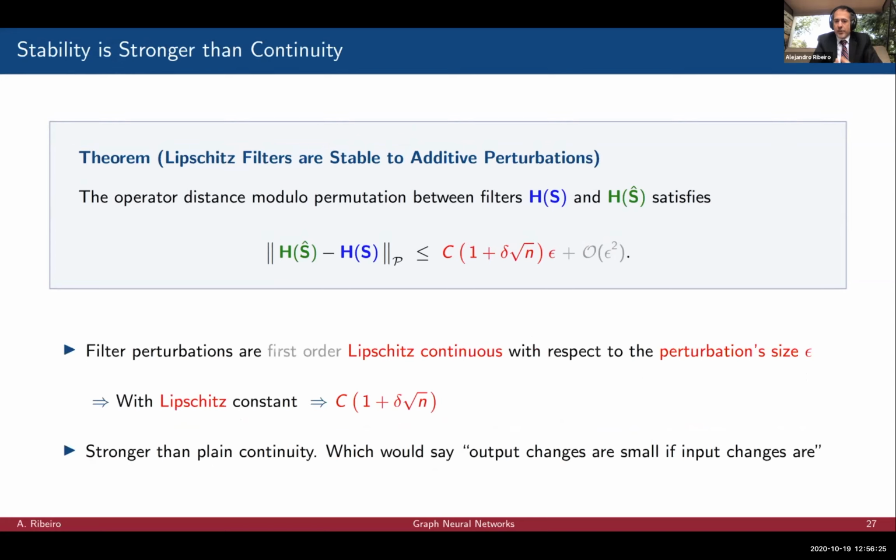There are some remarks that I think are worth making here. The first one is that we are Lipschitz continuous with respect to the perturbation size epsilon with this particular Lipschitz constant. So this is stronger than claiming continuity, which would simply say that outputs are small if input changes are small. So that's why we talk of stability, not continuity, because that's what this bound means.